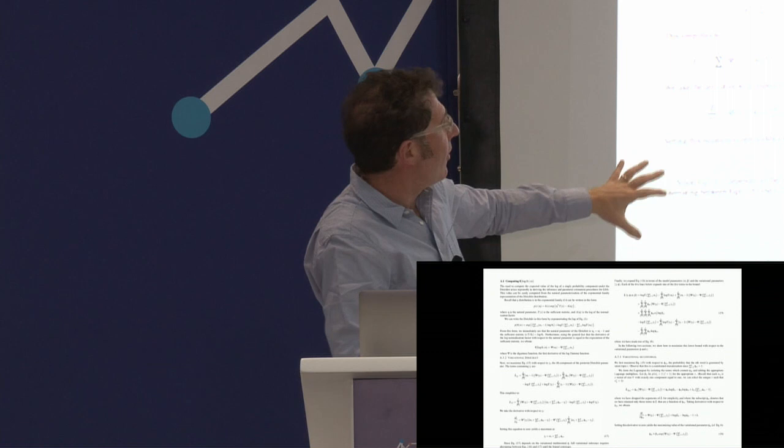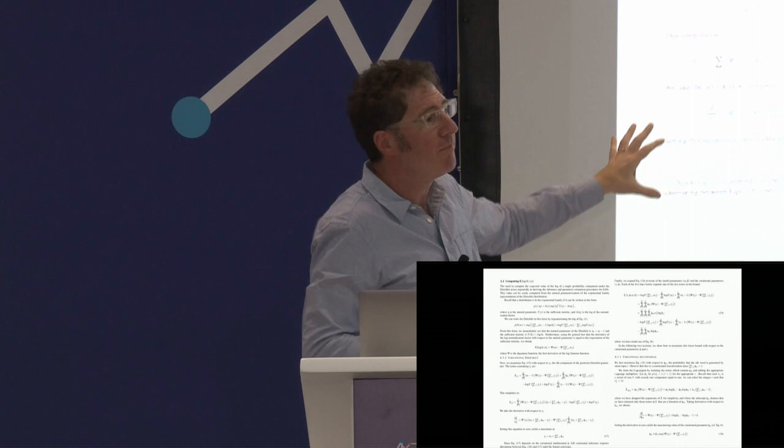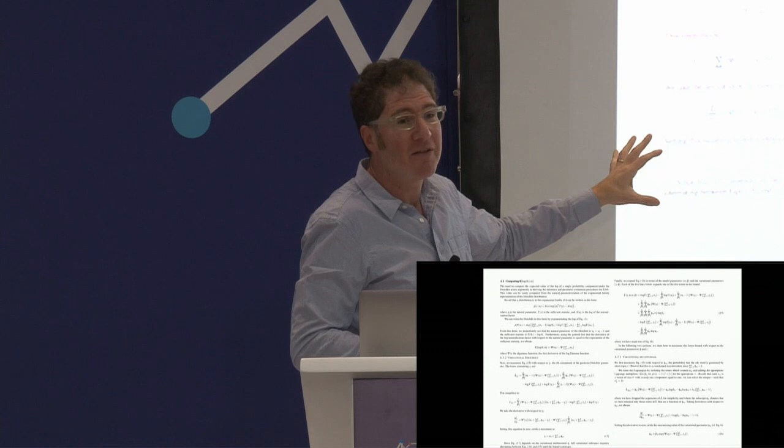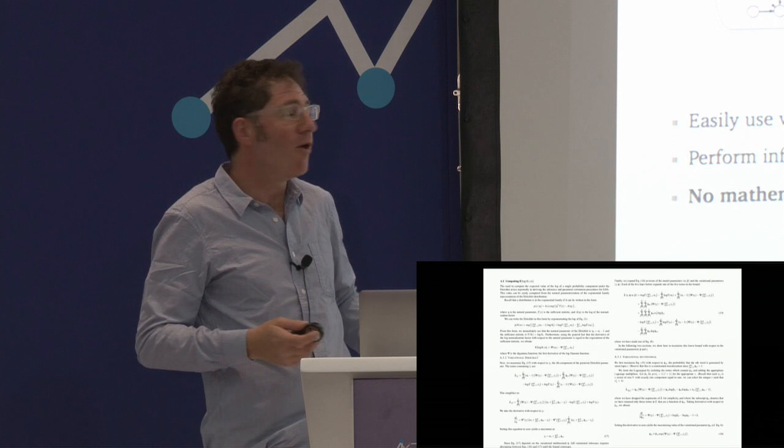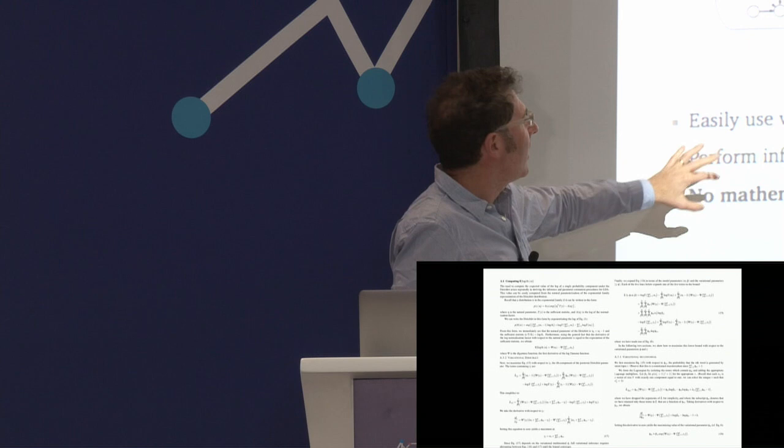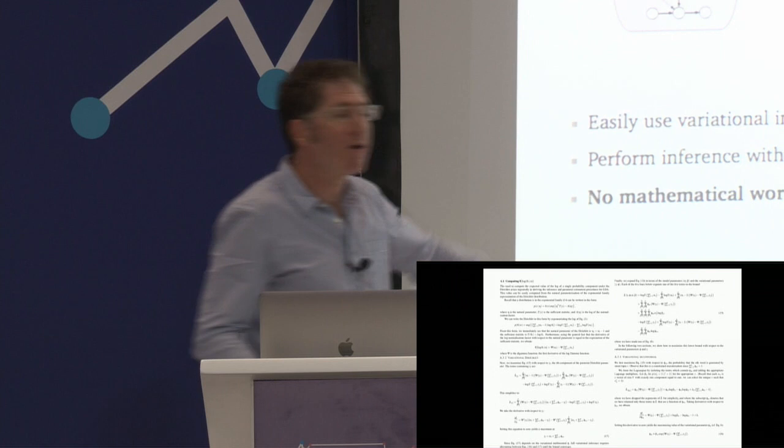This is a problem. This is a block, right? If every time you come up with a new model, you need to write a big appendix to your paper, then it slows you down from being able to try out lots and lots of models. And so the vision for black box variational inference is for there to be no more appendices. We want to easily use variational inference with any model and still be able to do inference with massive data, but with no mathematical work beyond specifying the model. I want to be able to just write down LDA and not have to do this.